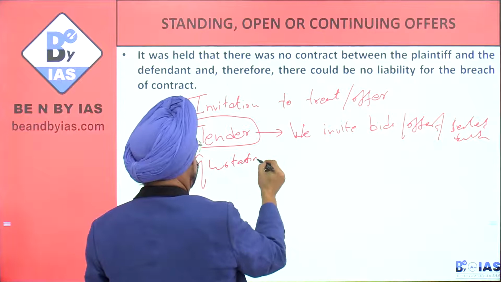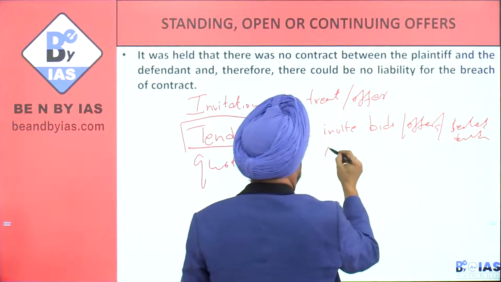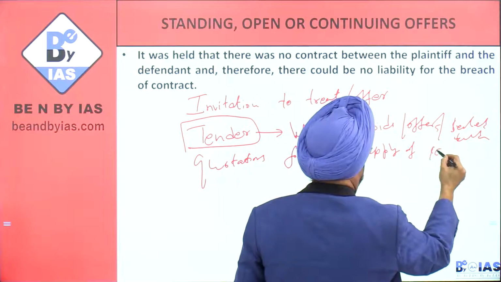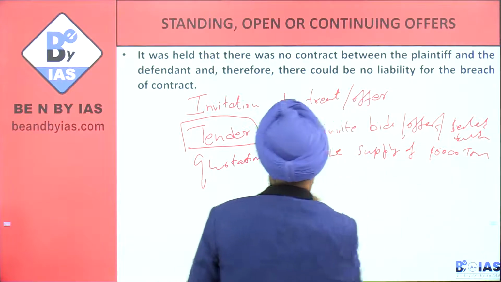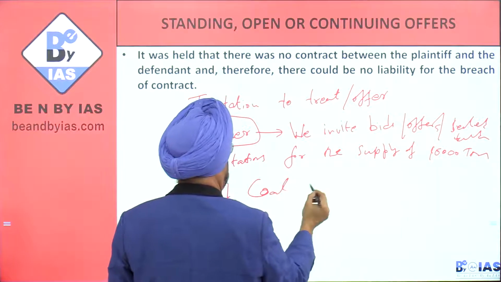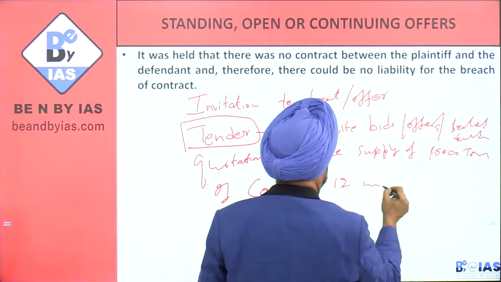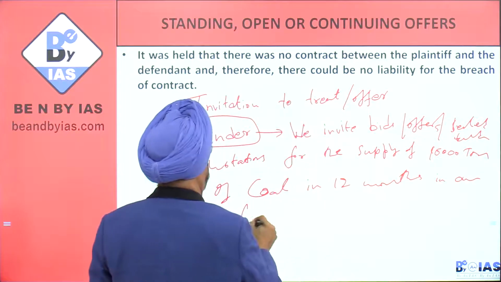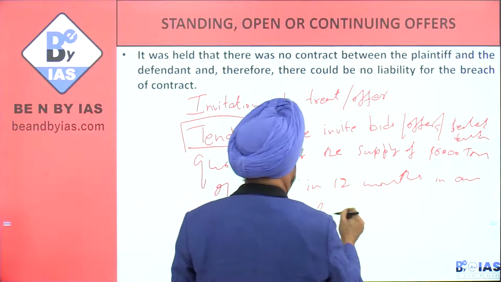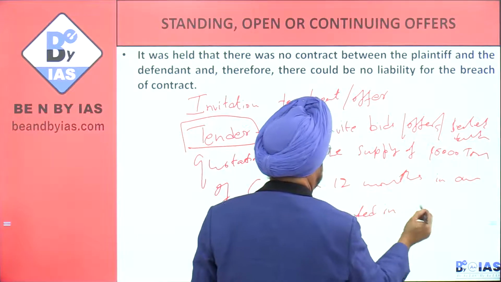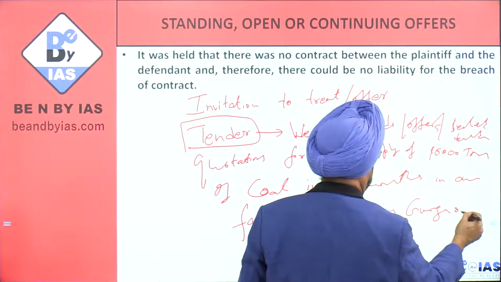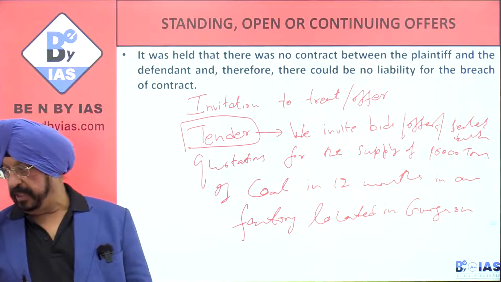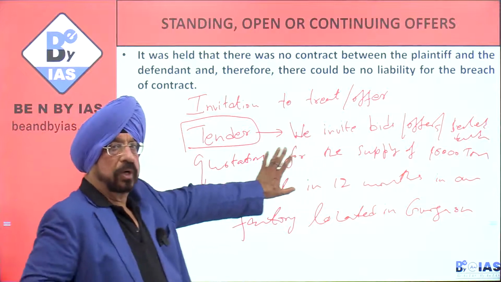Different names are there for the supply of 10,000 tons of coal in 12 months in our factory located in Gurgaon. Chalo, just read it. Read it. This is only and what?